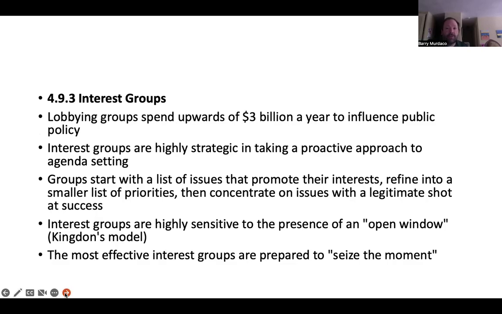Lobbying groups spend upwards of $3 billion a year to influence public policy. Interest groups are highly strategic in taking a proactive approach to agenda setting. Groups start with a list of issues that promote their interest, refine into a smaller list of priorities, then concentrate on issues with a legitimate shot at success. Interest groups are highly sensitive to the presence of an open window. The most effective interest groups are prepared to seize the moment.